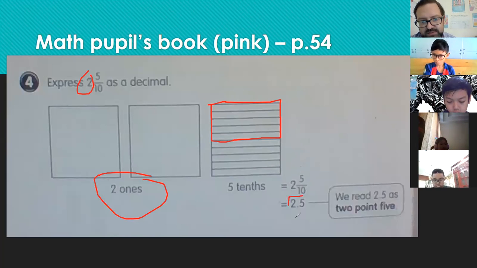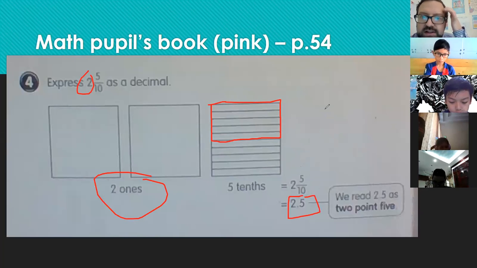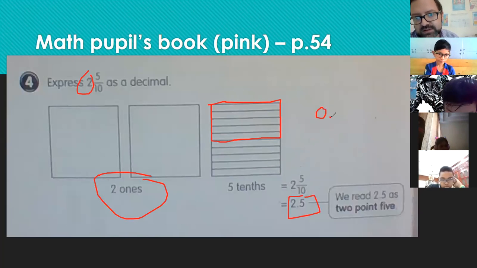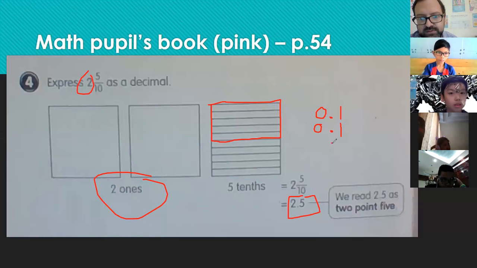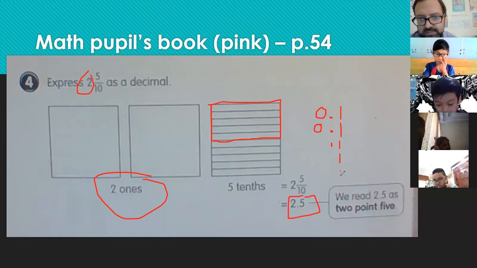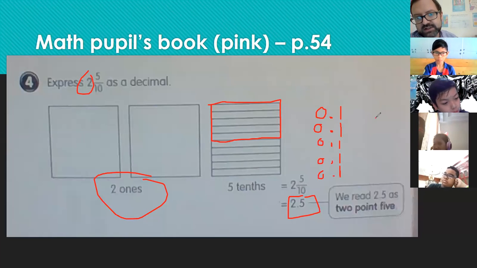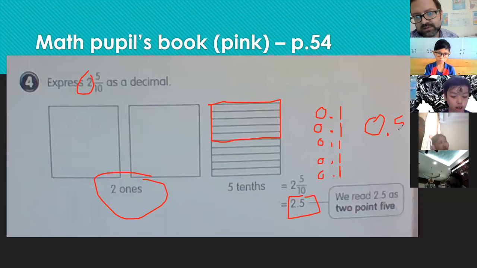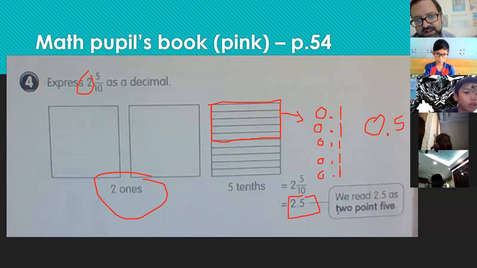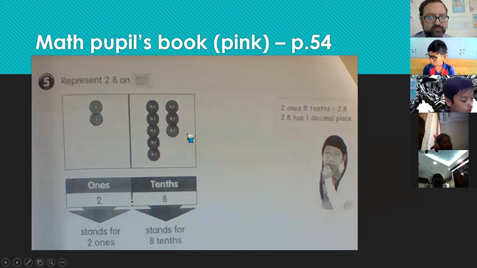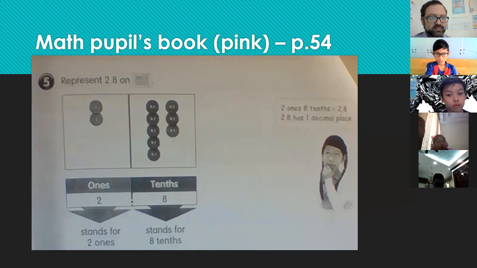This is equal to 2.5, okay? Once again, if 10/10 equals a whole, and we have 0.1, 0.1, 0.1, and I've got 5 of these things, if we add these up, these are going to equal 0.5, okay? So that is equal to this here. I have 2.5 total, and once again, we read this as 2.5.